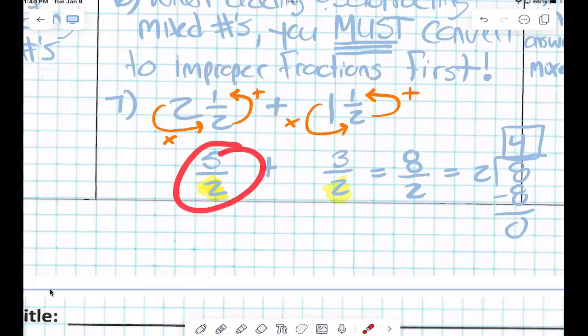And once I converted them to improper fractions, what did you notice about the denominators? The same. Therefore, can we just add the numerators then? Yes. So 5 plus 3 is 8. My denominator stays the same, right? Yes. Is this my final answer?